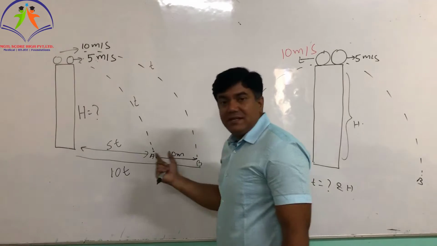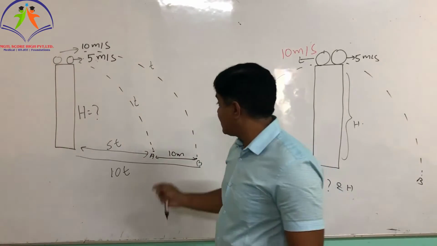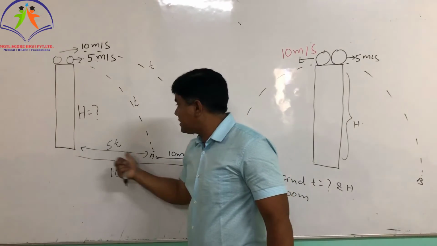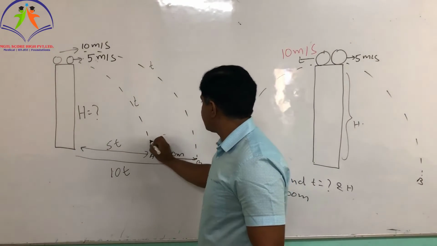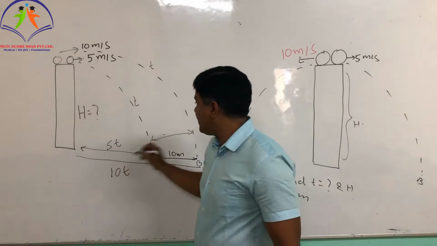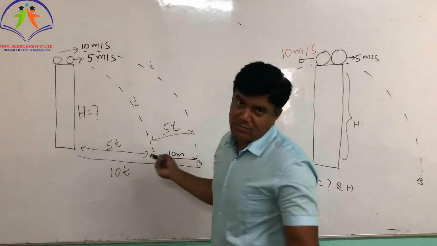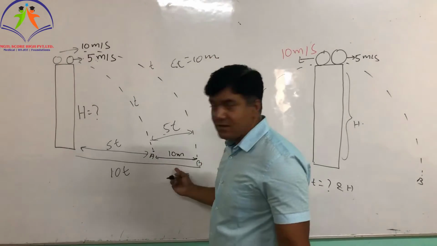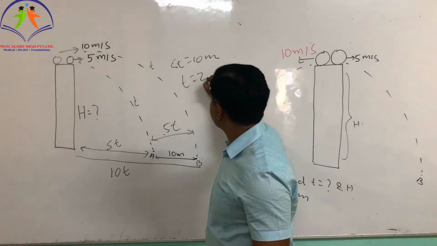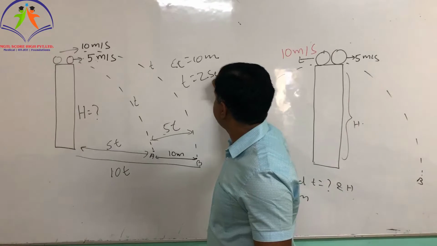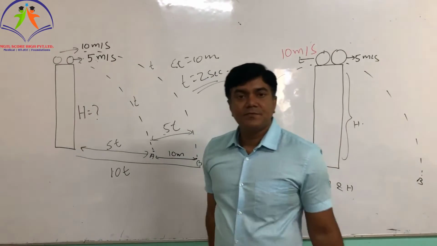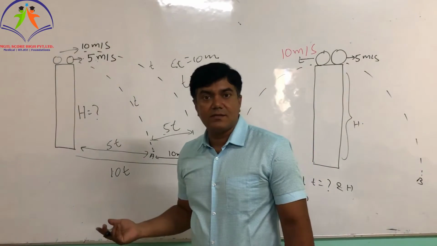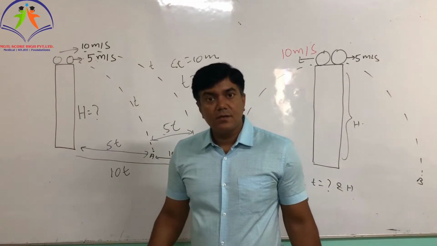Now the distance between A and B was given: it is 10 meter. So if this total is 10t and this is 5t, then what is this distance? 10t minus 5t, that is 5t. And now it's done. 5t equals 10 meter, it's given already. So t equals 2 seconds. Done. See how simple it was. And students were struggling with this by writing quadratic equations.